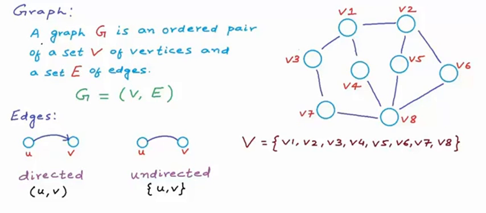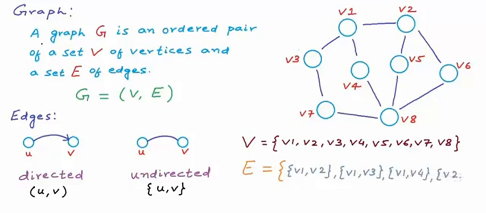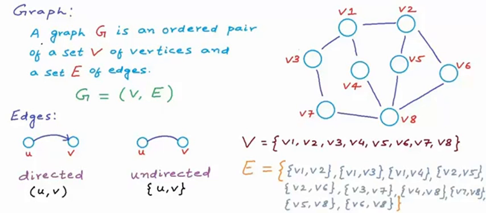So now that we know how to represent edges, we can write the set of edges for this example graph here. We have an undirected edge between V1 and V2. Then we have one between V1 and V3. Then we have V1, V4. This is really simple. I'll just go ahead and write all of them. So this is my set of edges.